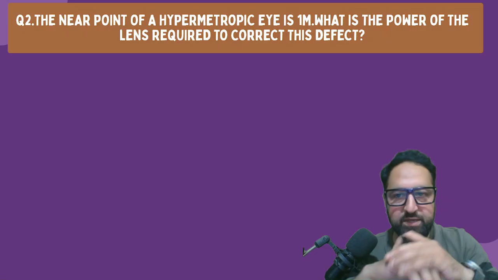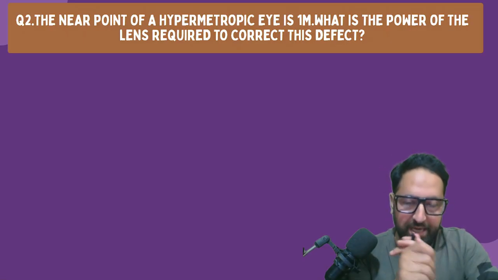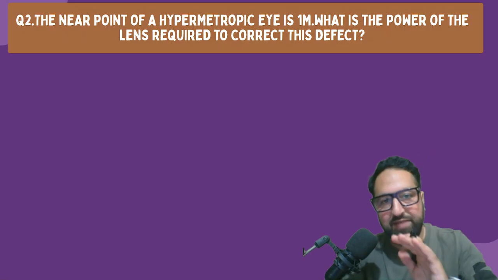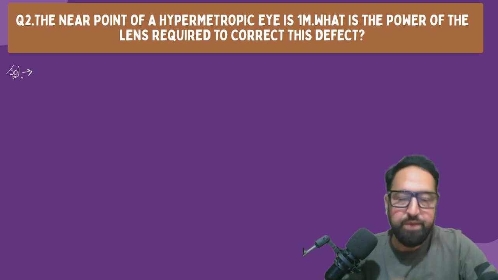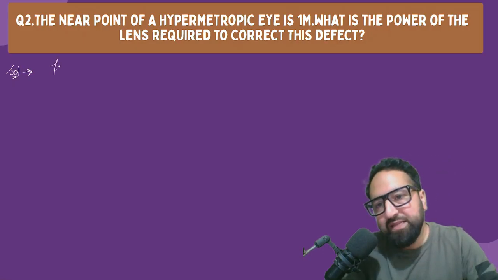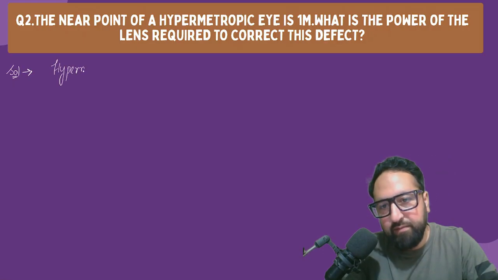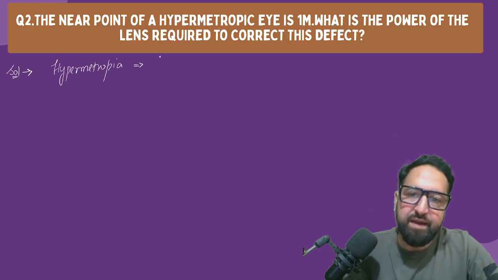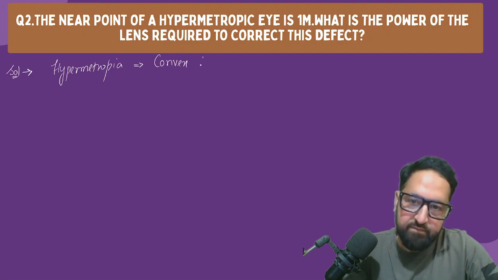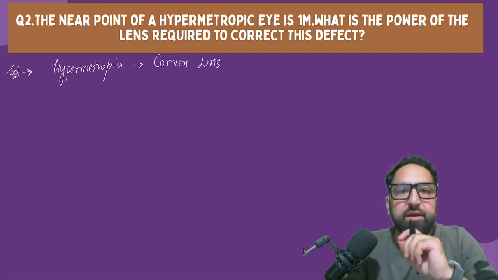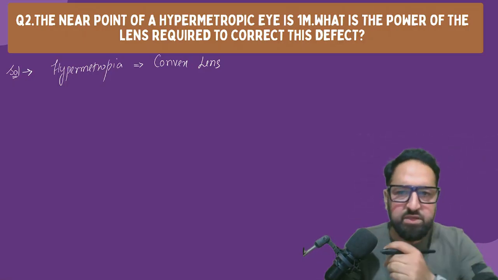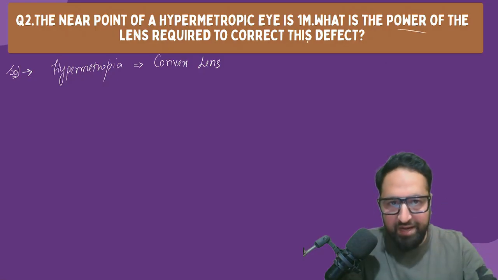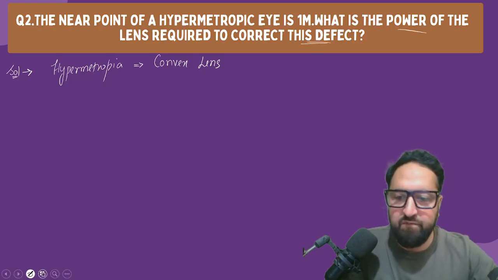Now, question number 2 says, the near point of the hypermetropic eye is 1 meter. Again, the defect is given itself, that the person is suffering from hypermetropia. So when the person is suffering from this defect, how can this be corrected? This can be corrected using the convex lens. Okay, so this is the nature of the lens, but what is the power of the lens which is required to correct this defect? Let us solve this question also.